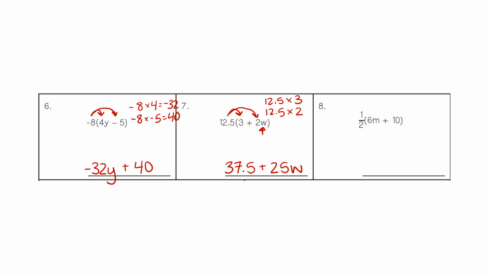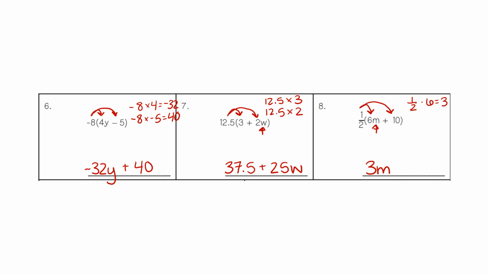For number 8, we multiply the 1/2 times 6. Again, always use your calculator to help you with these. 1/2 times 6 is 3. So our answer is 3m, as we do include the variable.